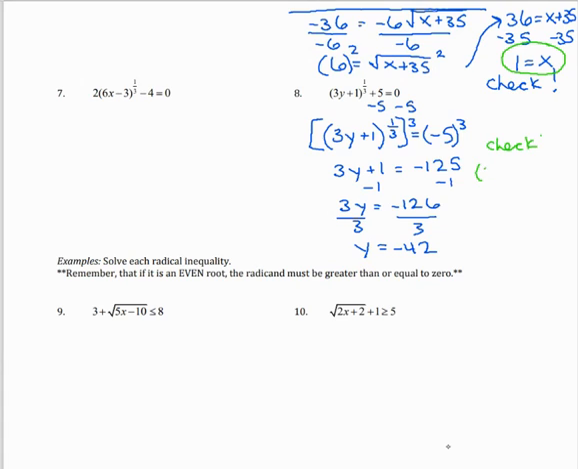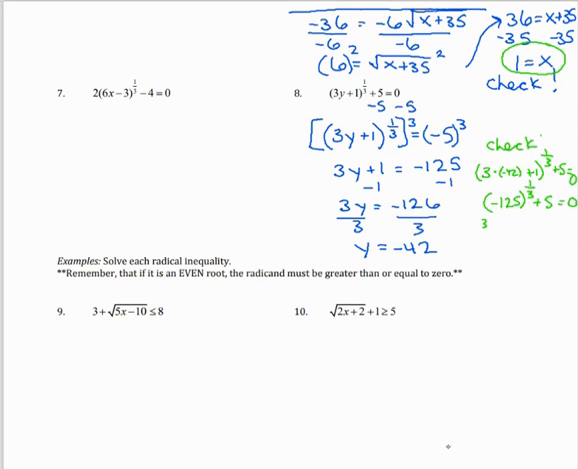And this would be saying 3 times -42. Oopsies. Let me just get rid of that. Plus 1 to the 1/3, and plus 5 equals 0. So 3 times -42 gives me -126. -126 plus 1 gives me -125. So this is saying -125 to the 1/3 plus 5 has to equal 0.